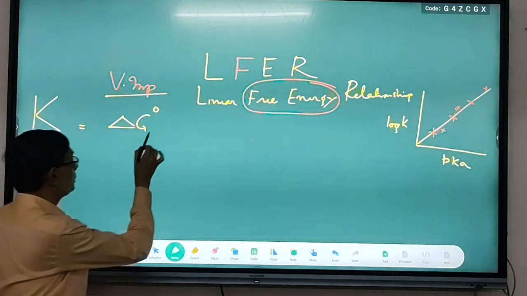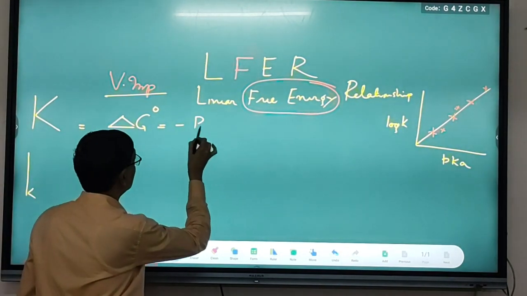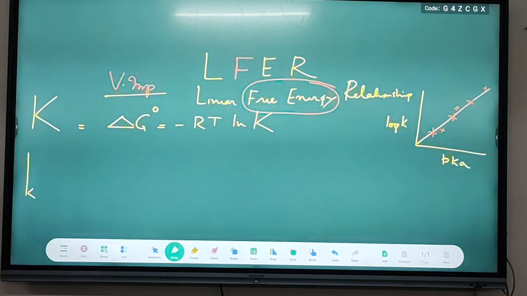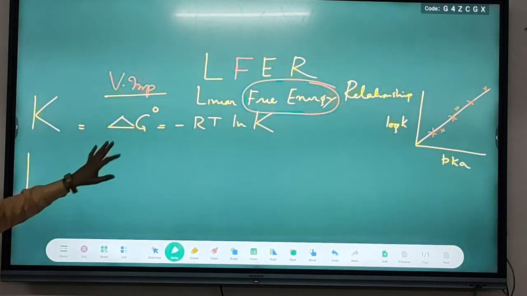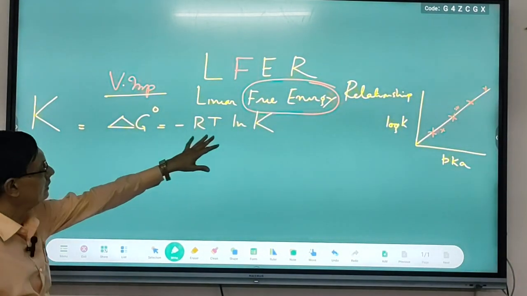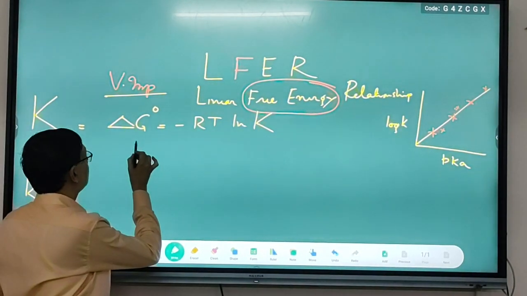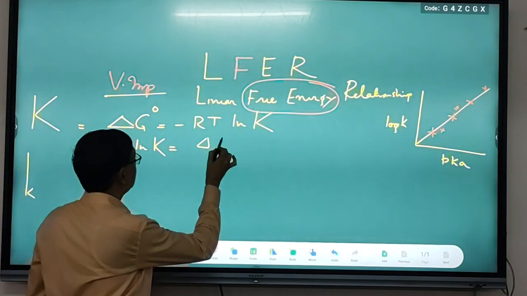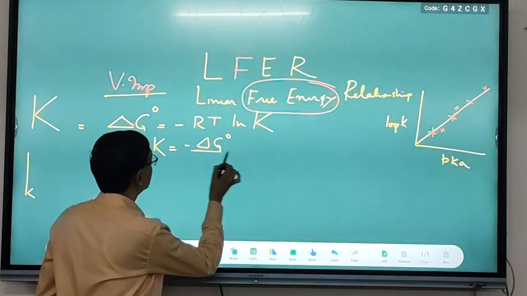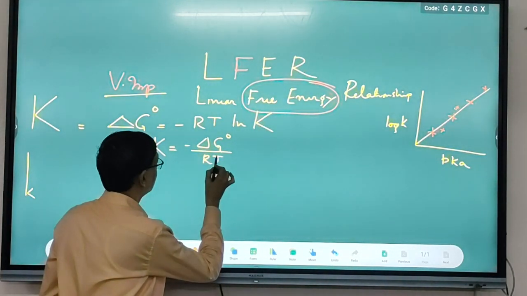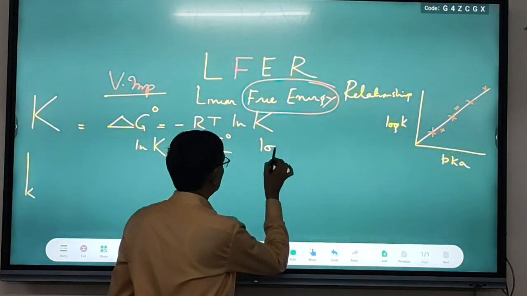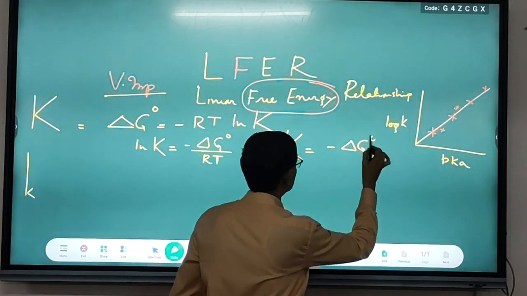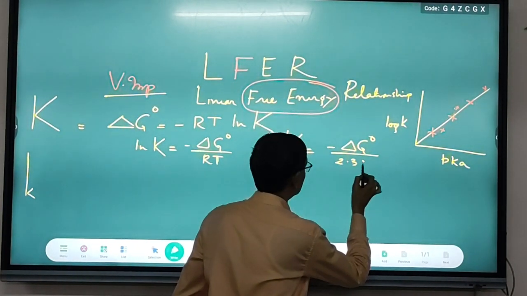It is equal to minus RT ln K, which is very, very common. So there must be some relationship between the free energy and the equilibrium constant, natural log of K, delta G by RT, or sometimes I can write it as log of K equals minus delta G by (2.303 RT).